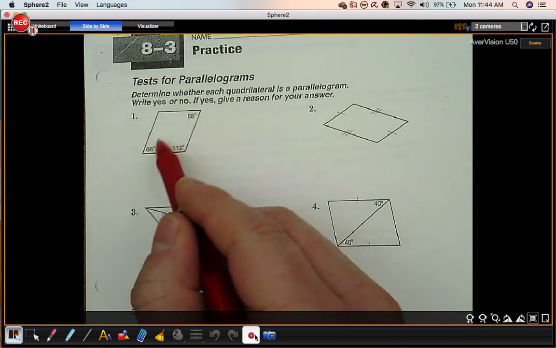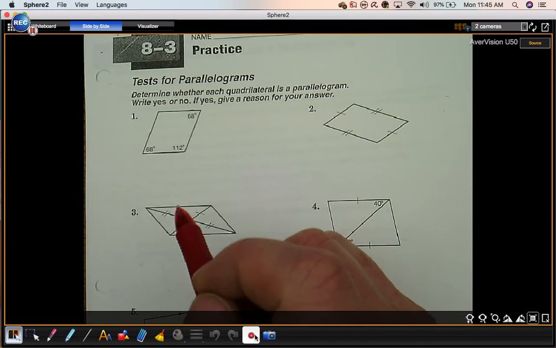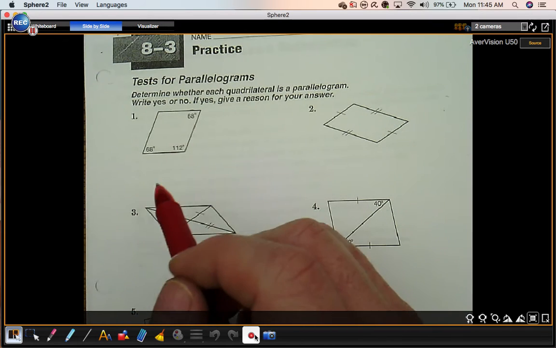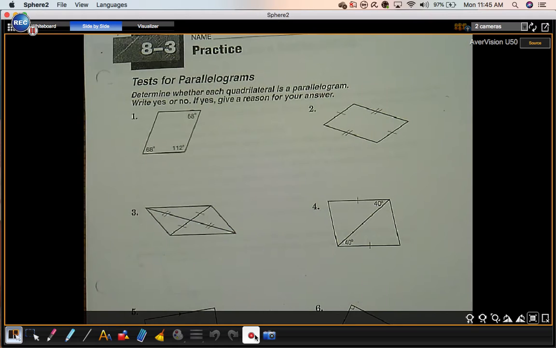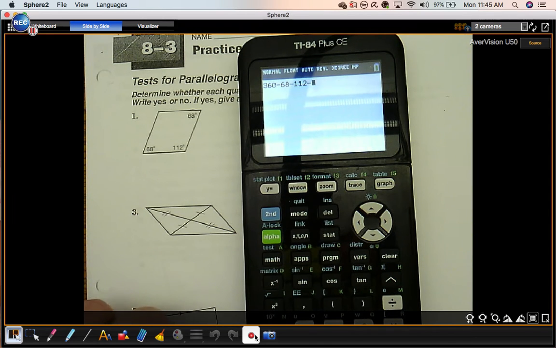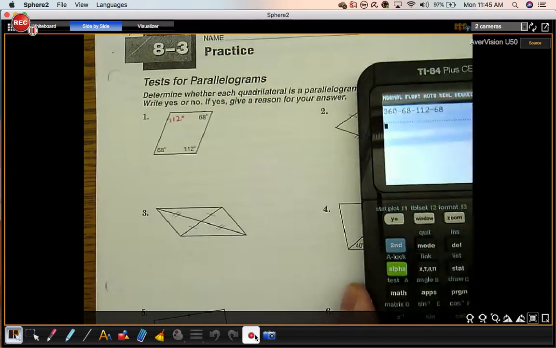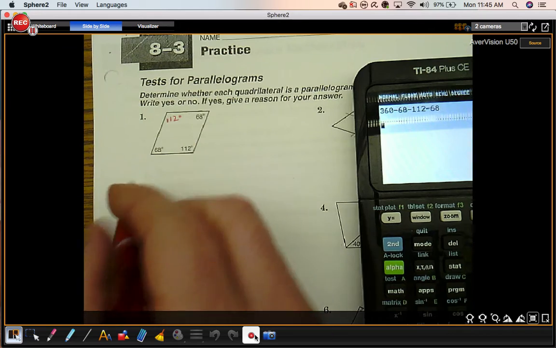Number 1, we have opposite angles congruent here. We need to know if these opposite angles are congruent. Well, there's 3 angles in that quadrilateral, and we know that quadrilaterals have 360 degrees. So what we'll do is we'll start with 360 degrees and we'll work with the angles that we have. We'll take those away. That leaves you with 112 degrees for this angle. So notice how both pairs of opposite angles are congruent.